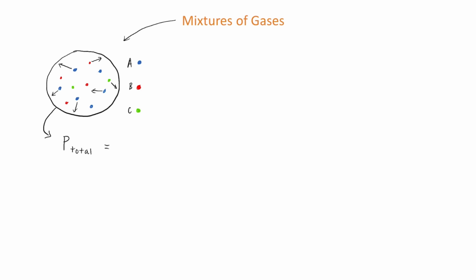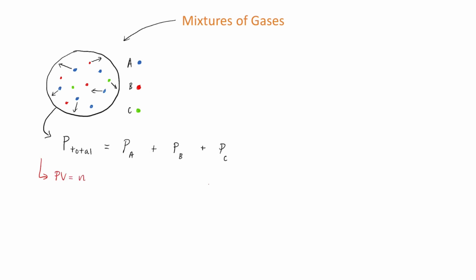And now this total pressure is made up of pressure from gas A, pressure from gas B, and pressure from gas C. So each gas is producing a portion of the total pressure. So we would call the pressure from gas A, the pressure from gas B, and the pressure from gas C the partial pressures.